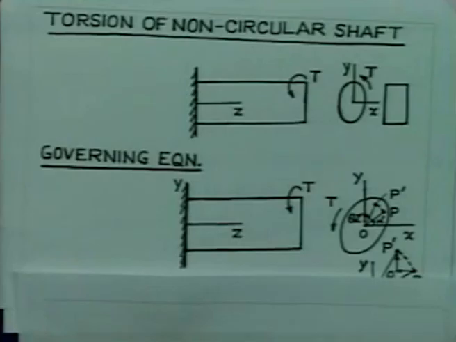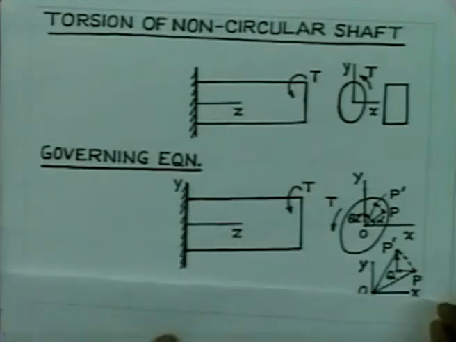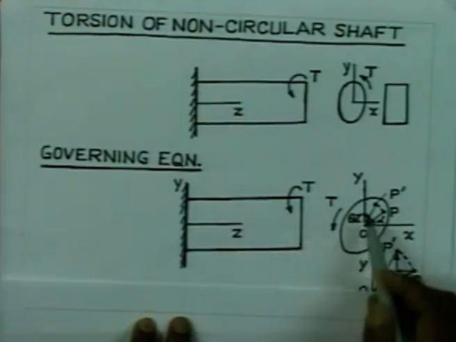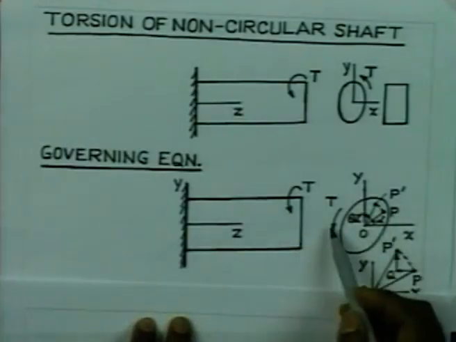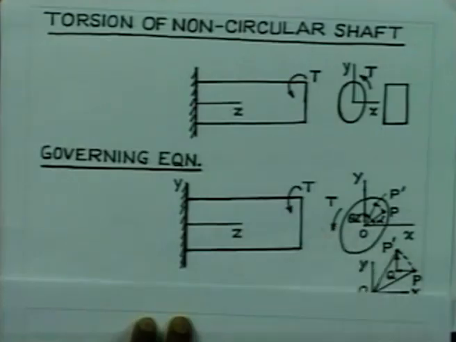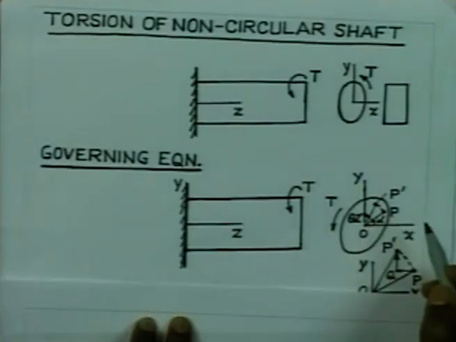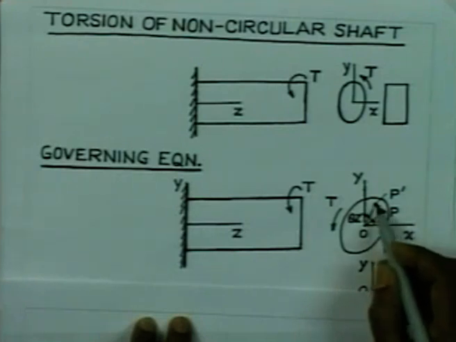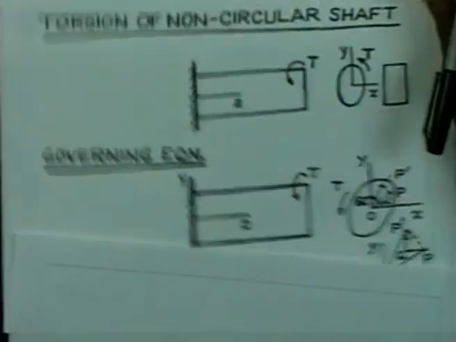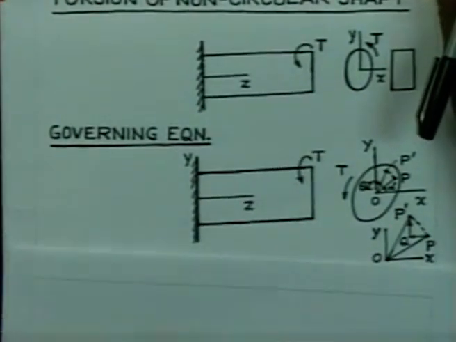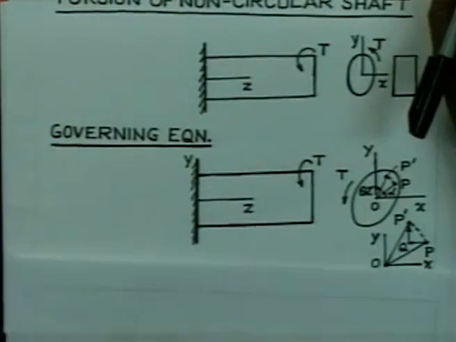Now if you look into a typical cross section of the shaft, let us consider that this is the typical cross section, and as we apply the angle of twist, as we apply the torsion, a typical point P on the cross section is going to move to a new position P dash, and this displacement is going to give rise to some motion in the x direction, some motion in the y direction.